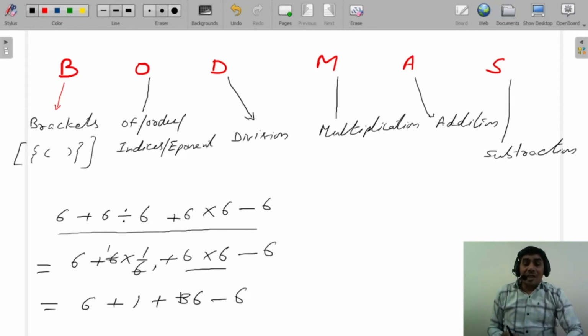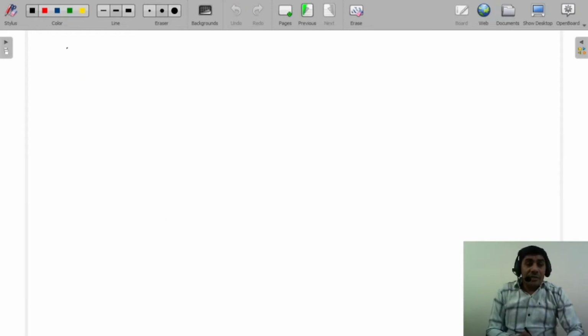6 into 6 is 36. 6 into 1 by 6 is 1. In the next step, we have to add 6 plus 1, 7. 7 plus 36 is equal to 43 minus 6, which is equal to 37.